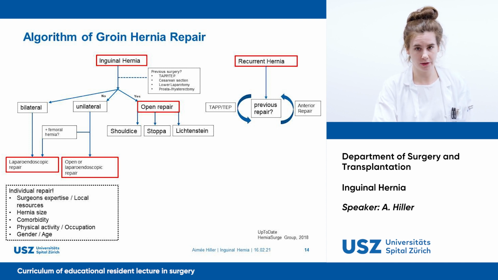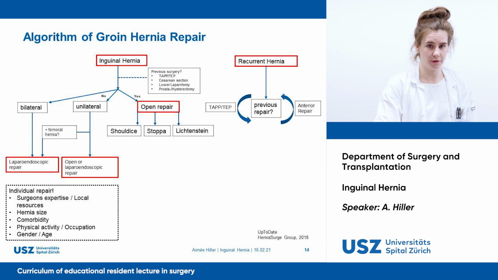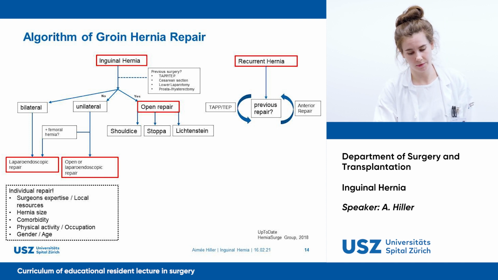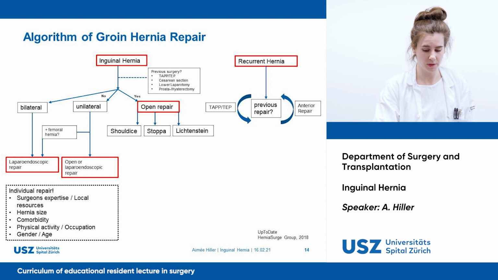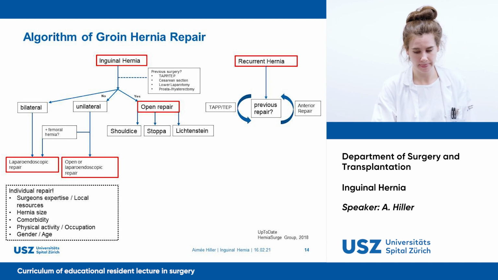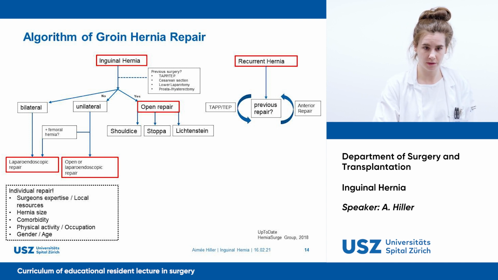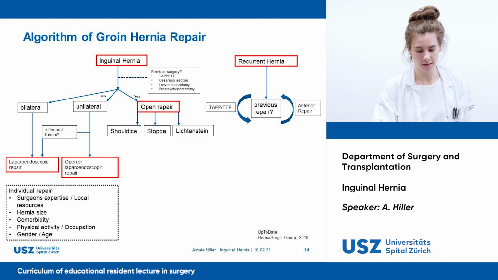If we have an inguinal hernia and no previous surgery and it's unilateral, we would either do open or endoscopic. If we have a femoral hernia, we would rather do an endoscopic approach, and if it's bilateral, we would go for an endoscopic approach since we don't want to do two separate incisions. If we have a recurrent hernia, we would choose the opposite approach. So if we initially did a Liechtenstein, we would now choose an endoscopic repair. But really, it is an individual repair, and it depends on the surgeon's expertise, hernia size, comorbidity, etc.